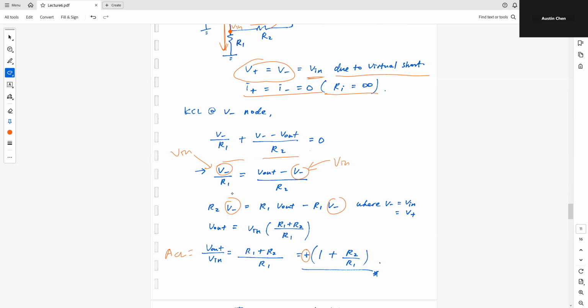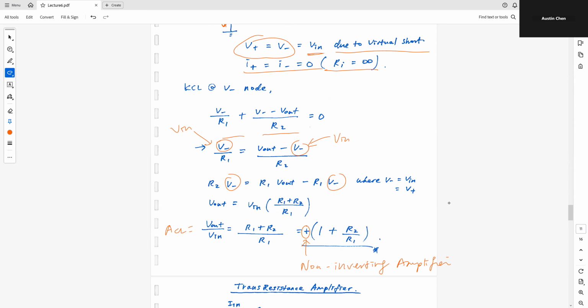So cross multiply, and then you solve for V out over V in, and you're going to see the ratio R1 plus R2 over R1. You can further simplify this into 1 plus R2 over R1 with a positive sign. The positive sign again indicates we have a non-inverting amplifier.